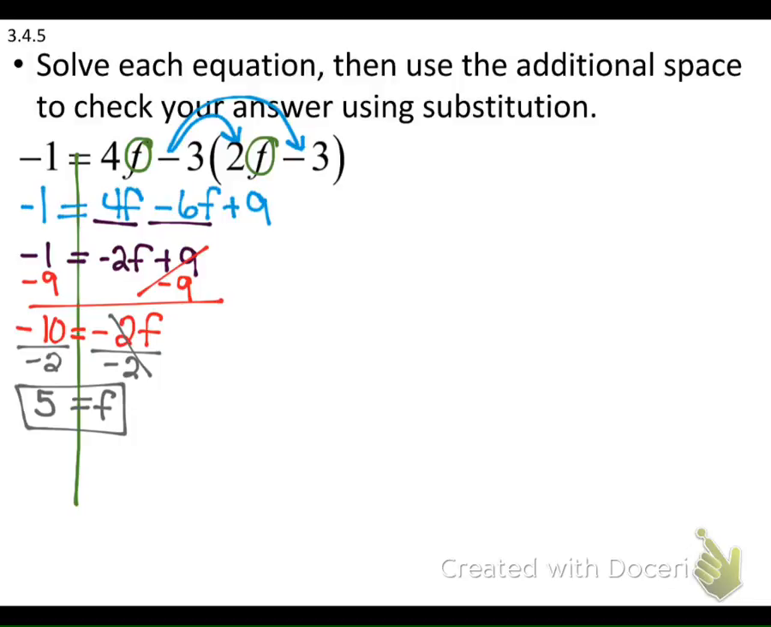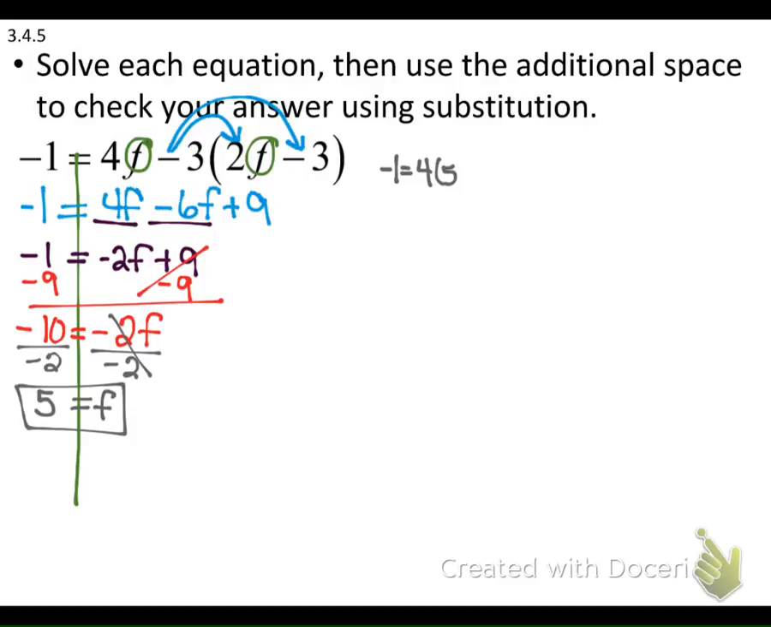Now, again, you don't have to do this, but if you're going to use the additional space to check your answer using substitution, you would basically rewrite the equation, but every time you see the variable f, what would I substitute for it? What do I say f equals? What did we say f equals? 5. So every time I see that variable f, what do I substitute for it? 5. So 4 times what?